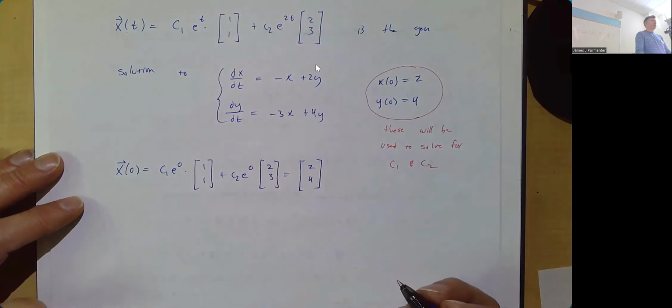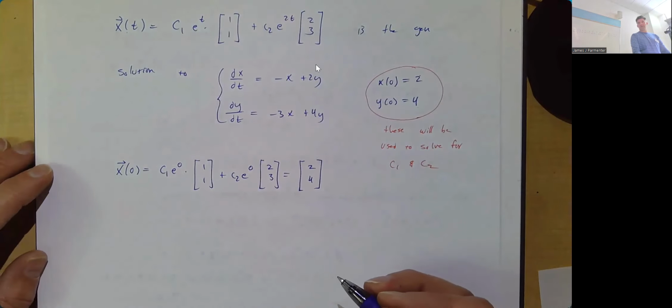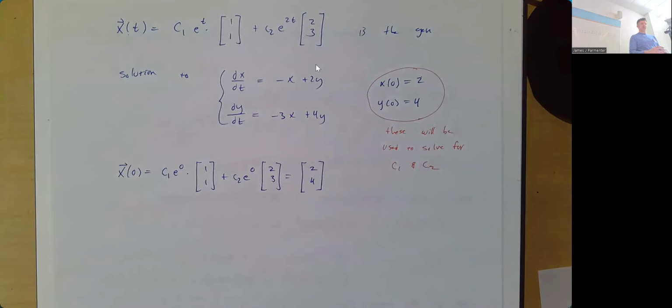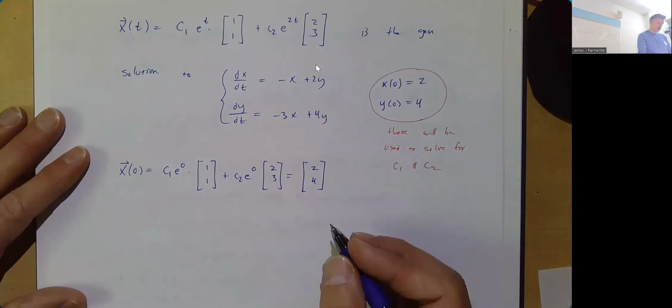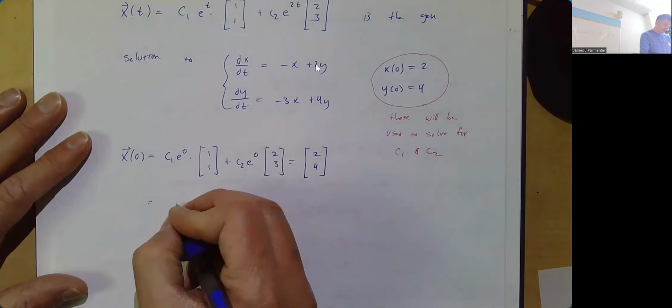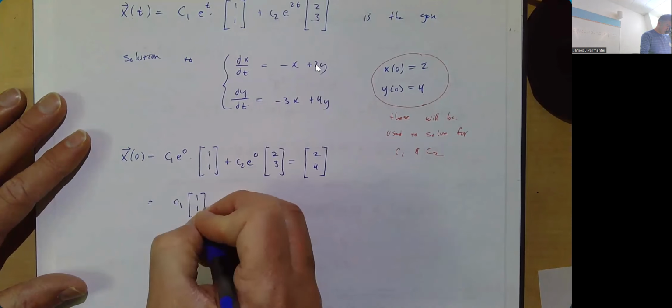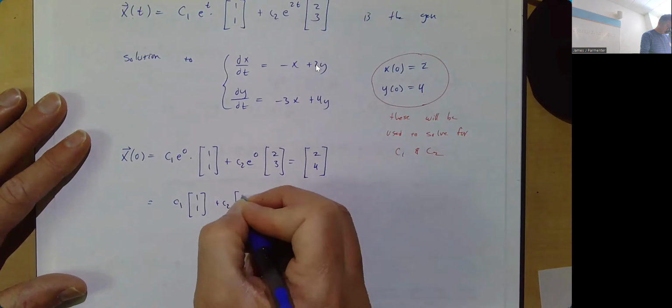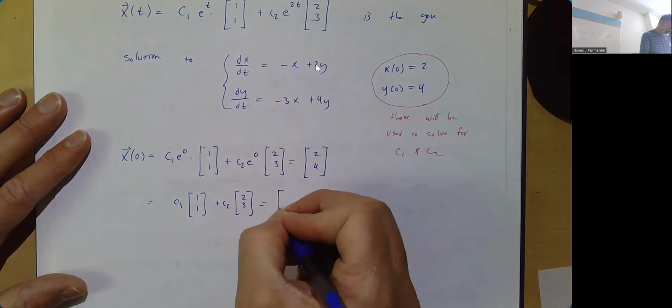E to the 0 is 1. Which is why you almost always be given time equal to 0 as your initial condition, because otherwise it's still a little messier to solve. So what I've really got here is c1 times (1, 1) plus c2 times (2, 3) equals (2, 4).